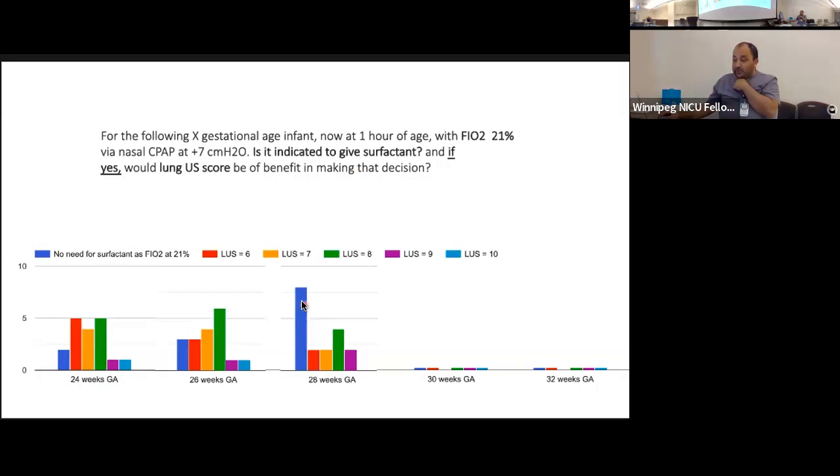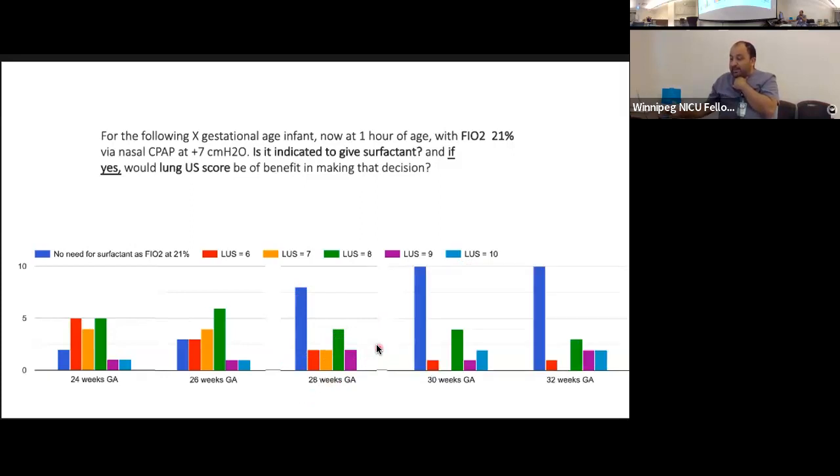And when we are at 28 weeks, I'm not going to care much about the lung ultrasound. That's what was responded, and they would not give surfactant even with a lung ultrasound score of 10. It's not mentioned here, but nobody chose 10. Again, for our practitioners, lung ultrasound loses its importance in those above 28 weeks, and this thing, I believe, should be changed.